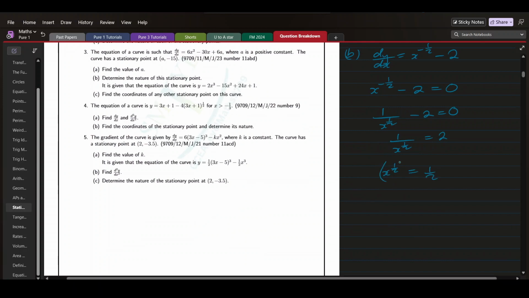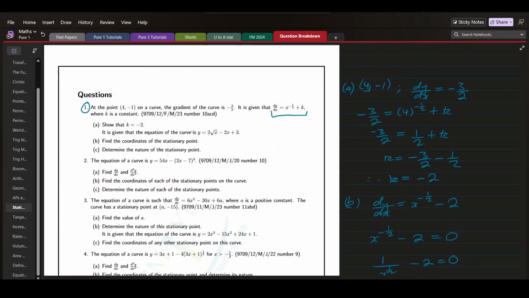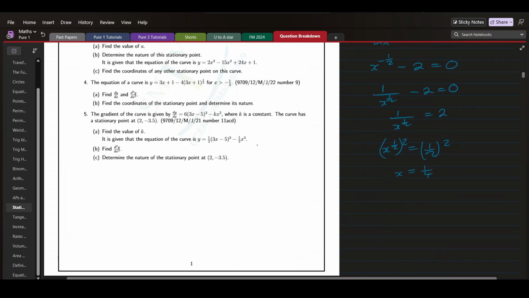And let's square both sides. You get x is equal to 1/4. So we know that the x coordinate of our stationary point is 1/4. Now let's find the y coordinate of our stationary point. To do that, we have to use the equation of the curve that we have been given over here. So y is 2√x - 2x + 3. We can substitute x as a quarter. So y is equal to 2√(1/4) - 2 × 1/4 + 3.